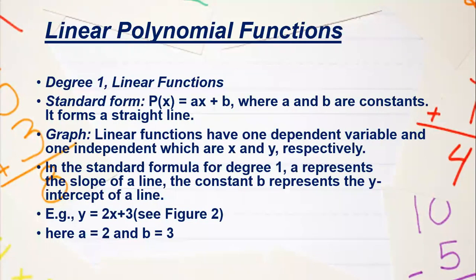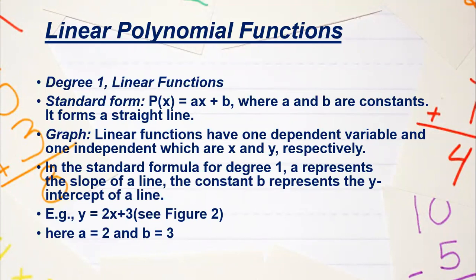Let's continue. Linear polynomial function. It's a degree 1 linear function. The standard form would be p(x) = ax + b, where a and b are constants. It forms a straight line. The graph of a linear function has one dependent variable and one independent variable, which are y and x respectively. In the standard formula for degree 1, a represents the slope of the line. The constant b represents the y-intercept of the line.